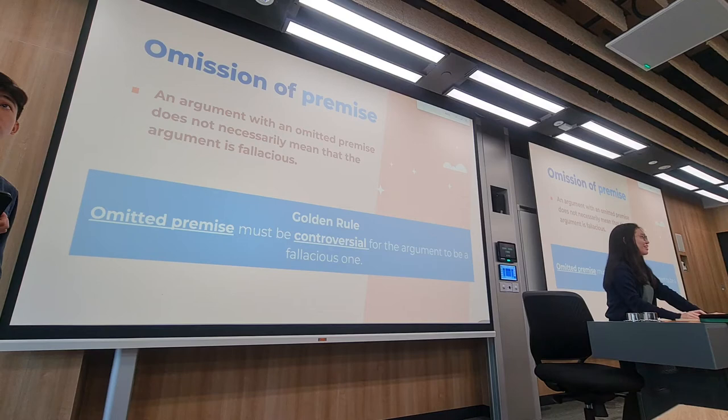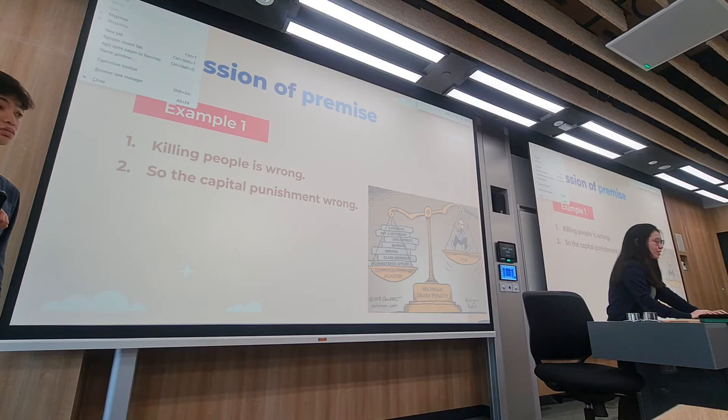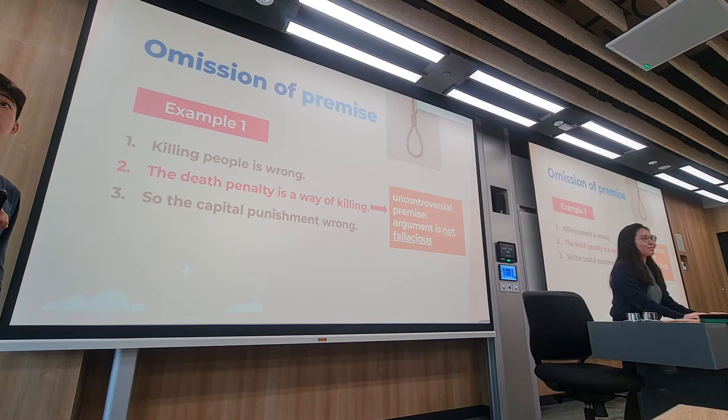Yeah. So moving on to the first example: killing people is wrong, so capital punishment is wrong. Do y'all think this is fallacious under omission of premise? Some of you might think so. However, if we take a closer look, we realize that the omitted premise would be the one in pink, which is the death penalty is a way of killing. However, this omitted premise is uncontroversial, as it's not controversial that the death penalty is a way of killing. Therefore, the argument is not fallacious.